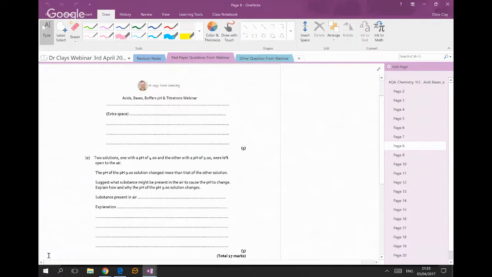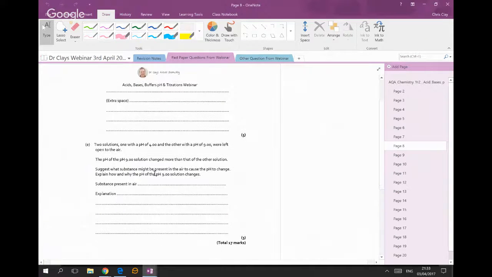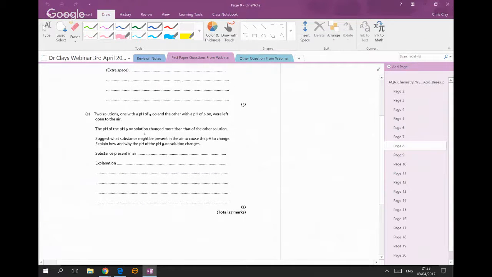Two solutions, one with a pH of 4 and the other with a pH of 9. They are left open to the air. The pH of the pH 9 solution changed more than that of the other solution. Suggest what substance might be present in the air to cause the pH to change. Explain how and why the pH changed. Okay. This is a knowledge question about pHs. It's worth being aware of. They often ask it. And it's simply a fact that the substance present in the air is CO2.